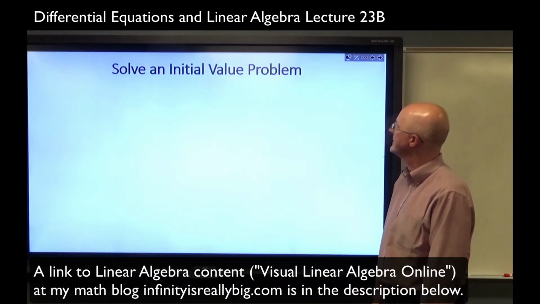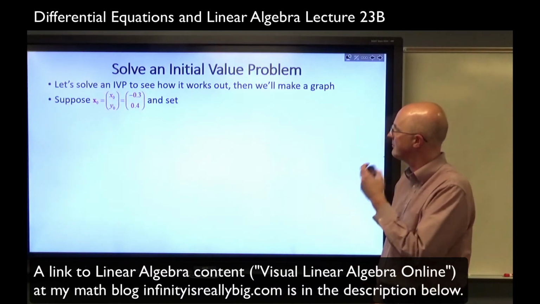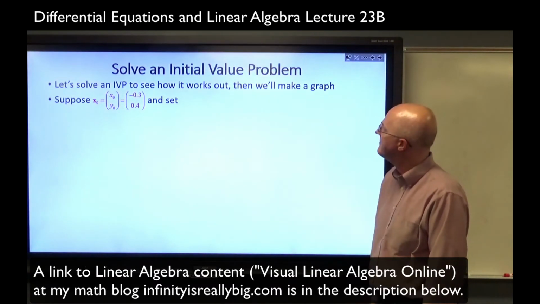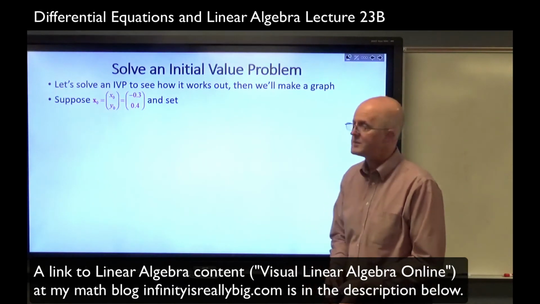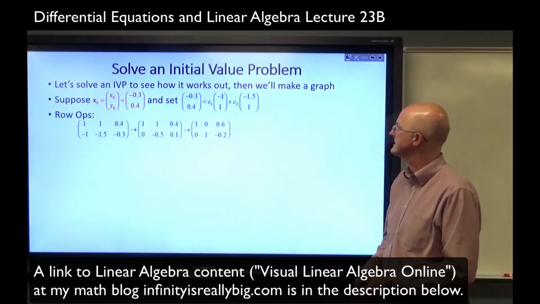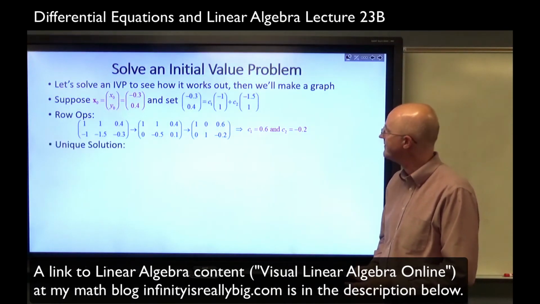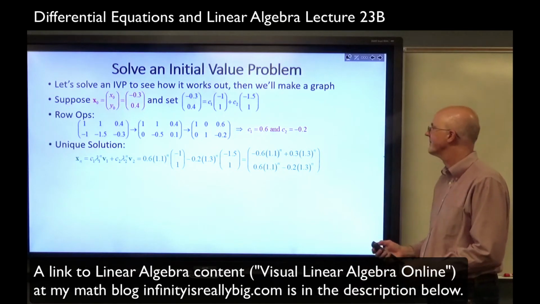You can use this to solve initial value problems. I chose a new initial point, negative 0.3, positive 0.4. With the other one, it was negative 3, 4, right? It's going to go away from the origin, so I wanted to pick something close to the origin to start with. You solve the system. You get C1 is 0.6 and C2 is negative 0.2. And here's your unique solution.